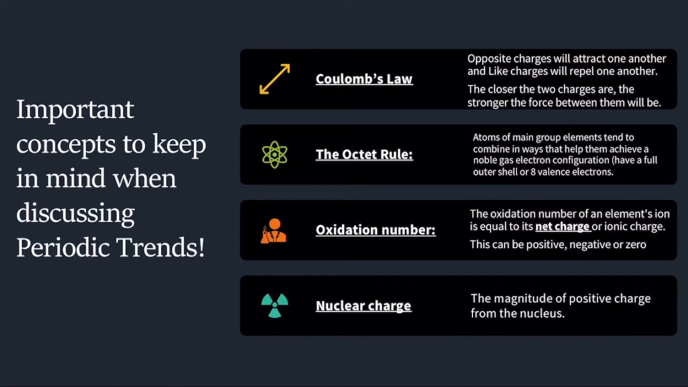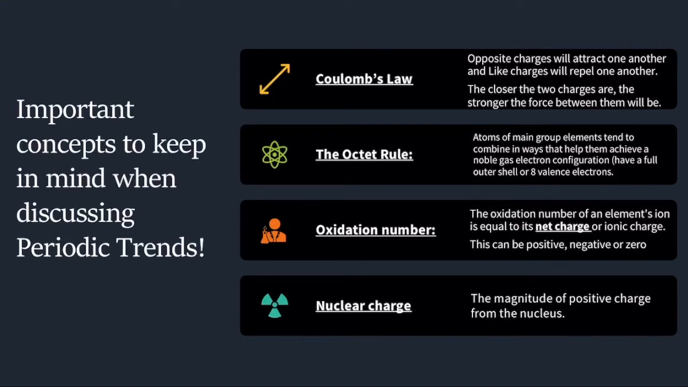It also states that the closer these two charges are, the stronger the force between them is going to be. So if they're two like charges and we're trying to get them close together, we're going to experience an increase in the amount of force repelling those two things from each other. But if we have two oppositely charged items and we're pushing them together, the force of attraction is going to get stronger the closer they get to each other. That's a really important idea when we're talking about the charges in the electrons and the protons when we discuss the trends in this video.